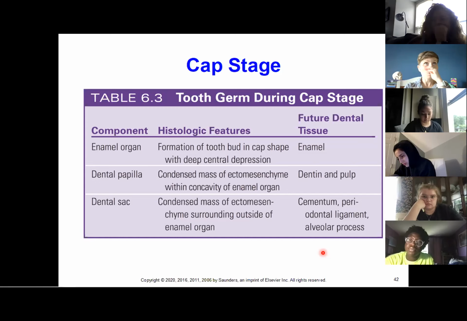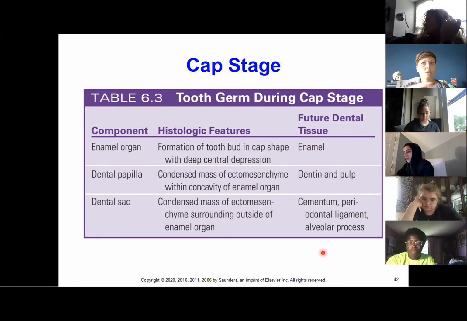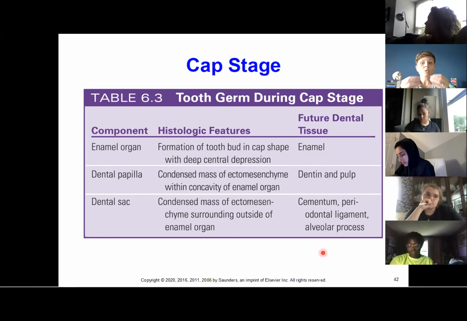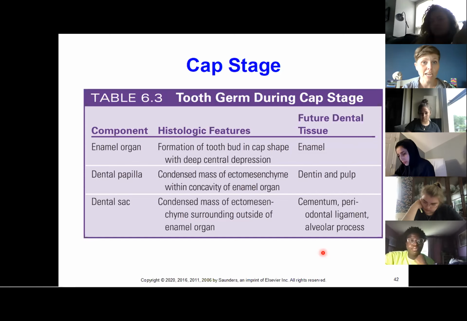If you know what a tooth looks like, you have your enamel layer on the outside, right? You have your dentin and your pulp on the inside, okay? And then your dental sac will become the part that we don't see. We'll cover the cementum. It's the condensing mass of ectomesenchyme that surrounds the enamel organ, and it will turn into the cementum, which covers the root of the tooth. The periodontal ligament, like I said, is the structure that goes from the cementum to the alveolar process, and the alveolar process is the bone that our actual teeth sit in.